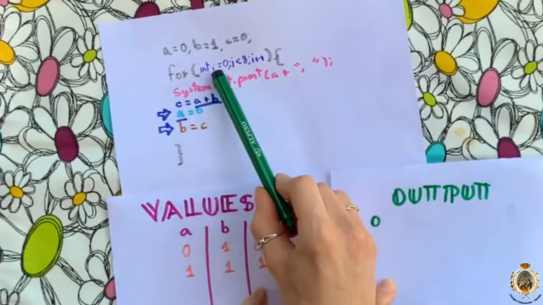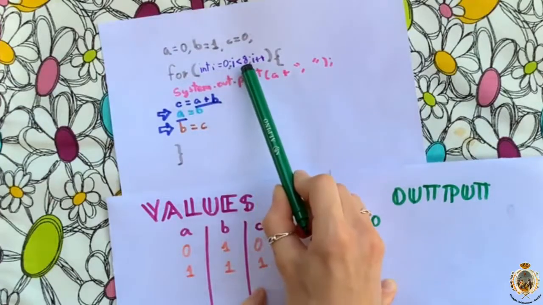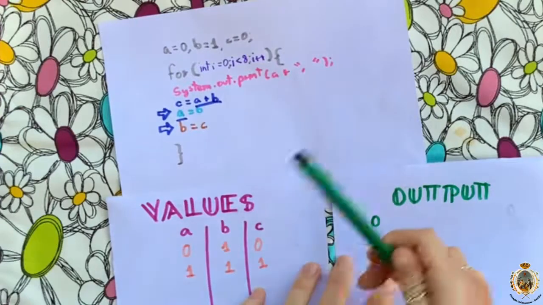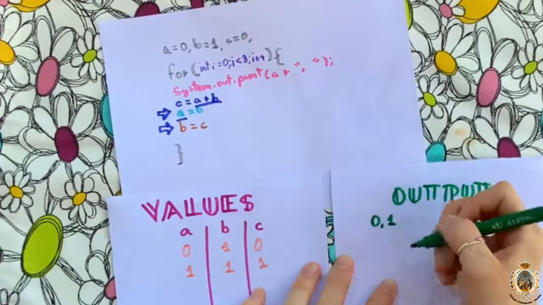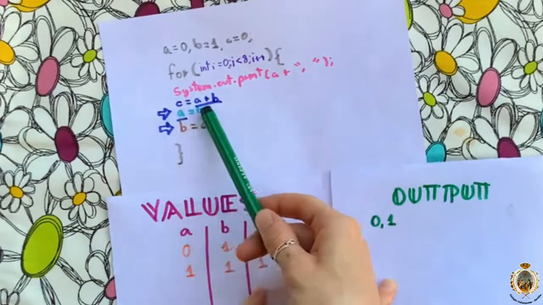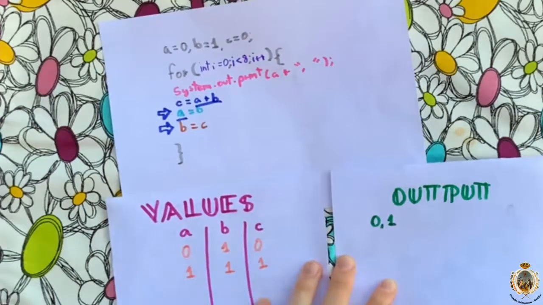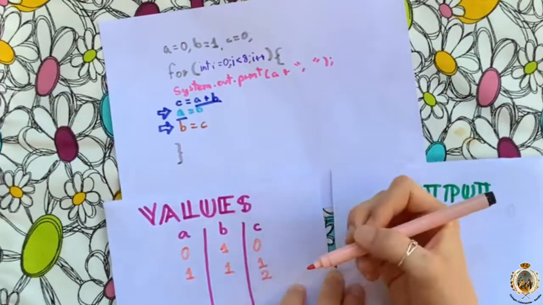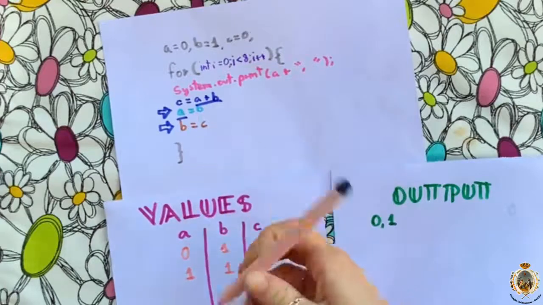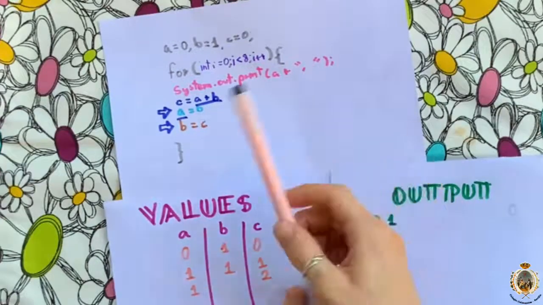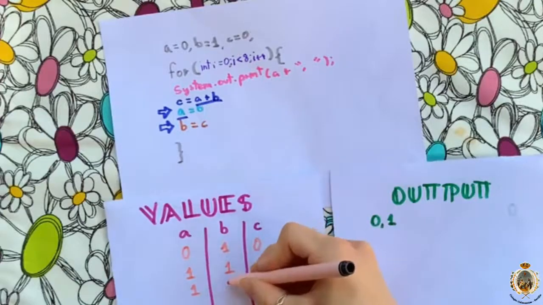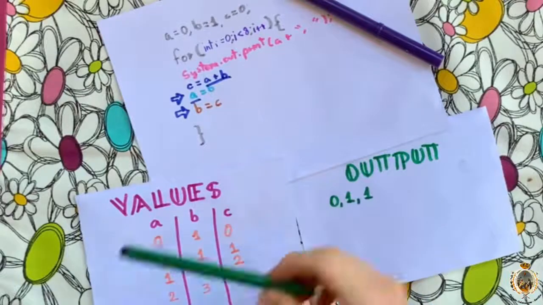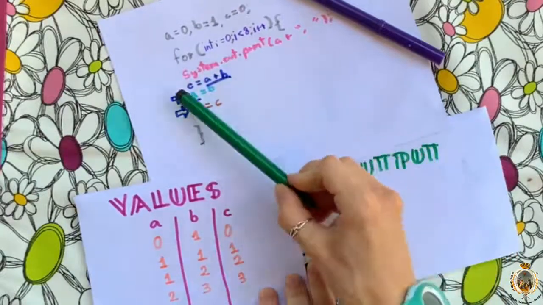Then it will go through the loop again, making sure again that I is smaller than 8, which it is, since I is 1 now, increasing its value by 1. A will be printed, which is right now 1. And then c will be the addition of a plus b. 1 plus 1 equals 2. Subsequently, a will be turned into b, which is 1. And b will be turned into c, which is 2. And this will keep on repeating until I reaches the value of 8.